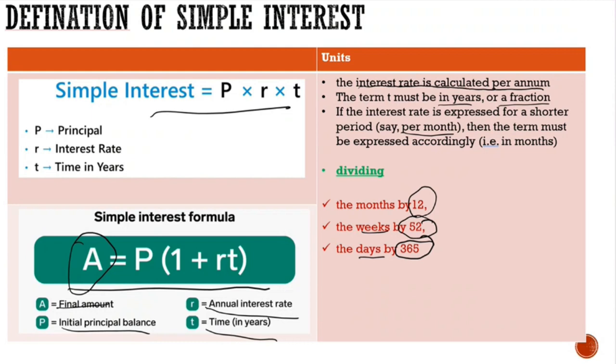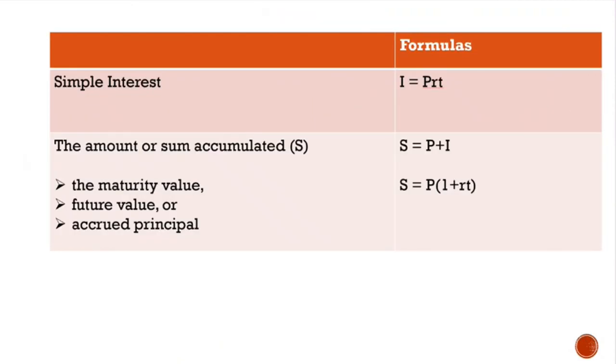Okay? Because the interest should always be calculated annually. So you're getting an equivalent value of the interest that is less than 12 a year. So here are the formulas that are very critical for you to know.